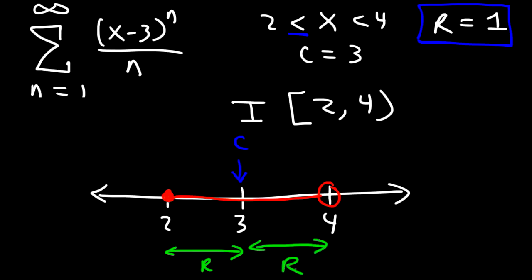And so that's it for this problem. So anywhere between 2 and 4, if you plug it in, the series will converge. It doesn't converge at 4, but it converges at 2 and anywhere between 2 and up to 4, but not including 4. So let's work on one more example problem.